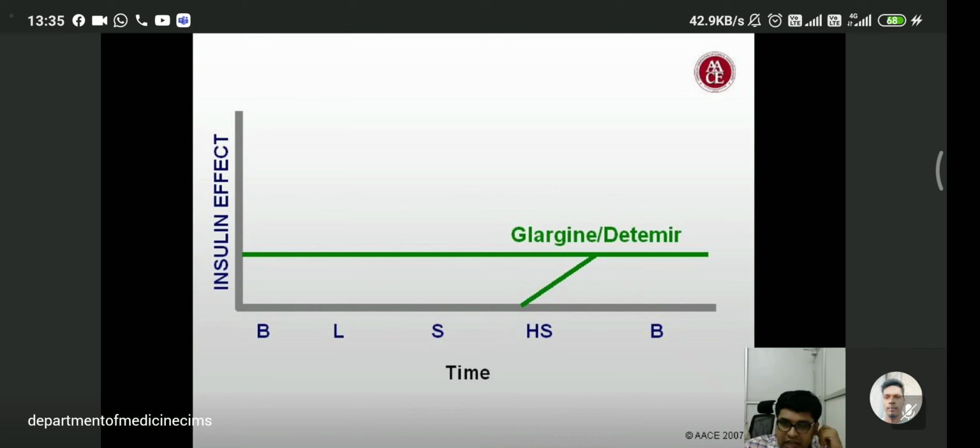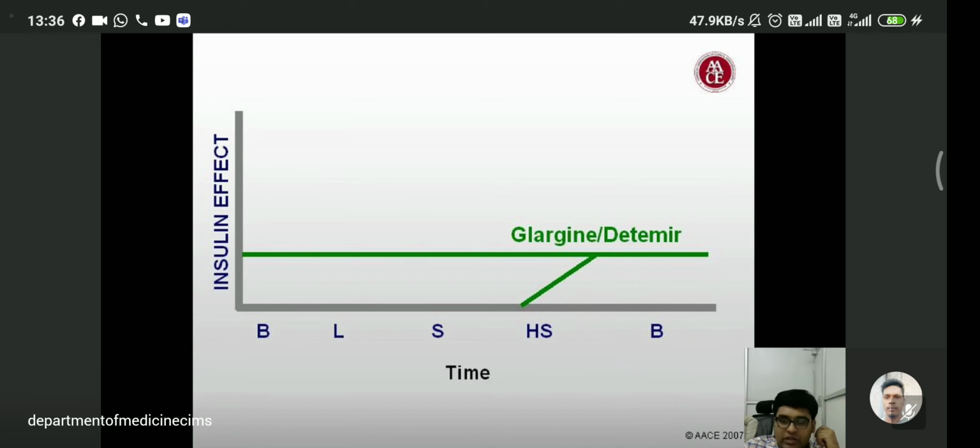Another is glargine and detemir. They maintain the insulin at a constant serum level, so that there is no peak. So this long-acting insulin like glargine and detemir usually does not cause hypoglycemia, which is the important risk factor, unless the exposure is very high.